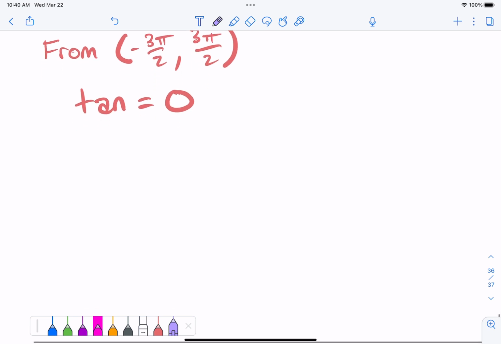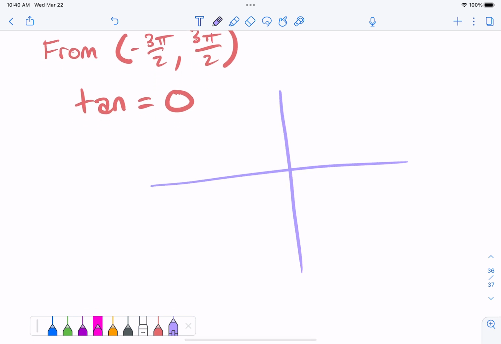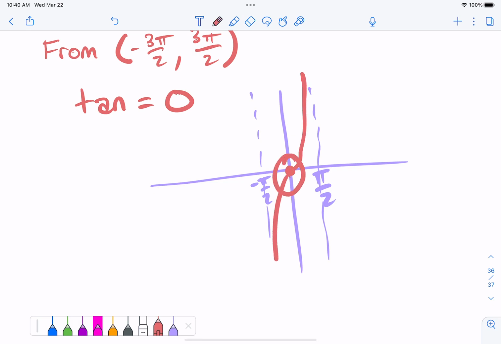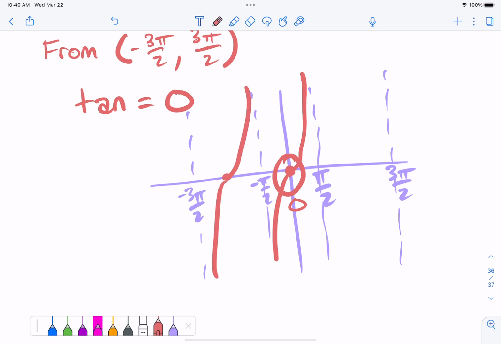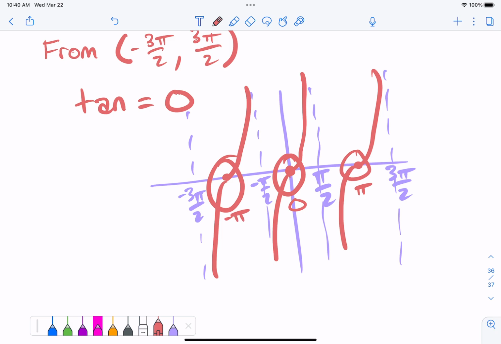Hey, very nice. So if you graph it, the first period of tangent goes from negative pi over 2 to positive pi over 2, right? And it is touching 0 there at 0, right there. But then the next vertical asymptote will be at 3 pi over 2 and at negative 3 pi over 2, right? And it's going to touch 0 right here and right here. Where are those places at? Pi, negative pi, and 0. Those 3 places. Got it?